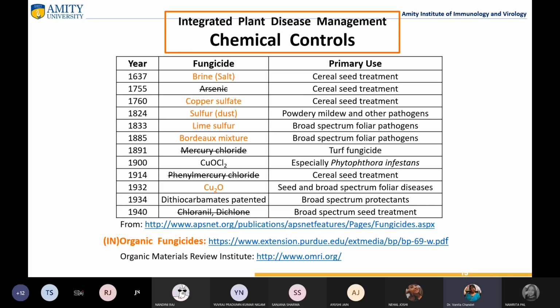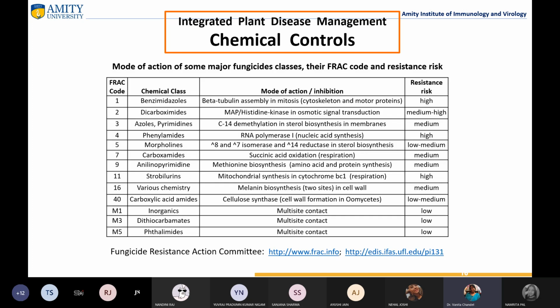In chemical control, there are a lot of fungicides. You just remember a few, don't try to remember all. Copper sulfate is a very common one. The ones marked with a cross have been banned. Arsenic causes arsenic poisoning in the soil, so it is banned. Mercury chloride also causes mercury poisoning, so it is banned. Phenyl methyl compounds, marked with a cross, are not in use, but sulfur dust, copper sulfate, lime sulfur and borax mixture are very common for foliar pathogens. Then you leave this, you don't need to remember it, otherwise you will get confused.